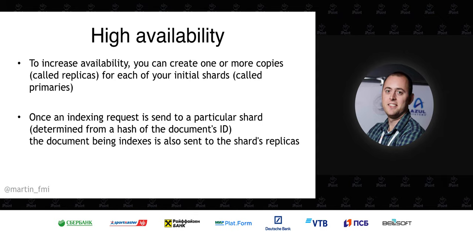In terms of high availability, we can create one or more copies of our primary shards, which are called replica shards. And for the replica shards, the nice thing is that they also participate in different kinds of search requests, so they are not only used as standby shards for high availability, but they can also process different kinds of search requests, thus improving performance across the Elasticsearch cluster. And the other nice thing is that we can dynamically change the number of replica shards that are available on our production Elasticsearch cluster.